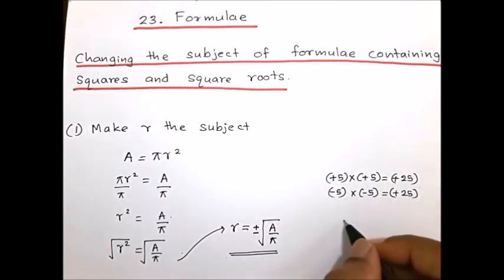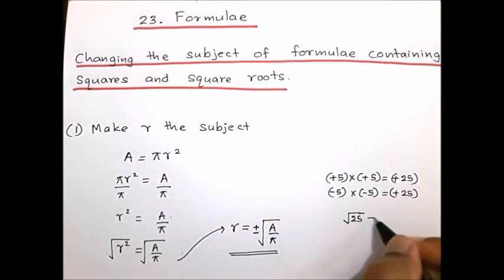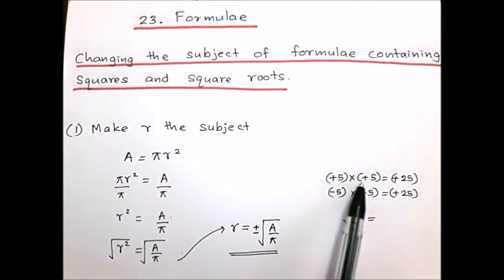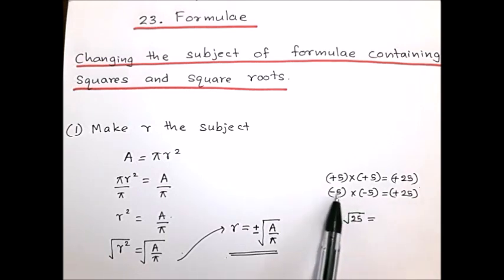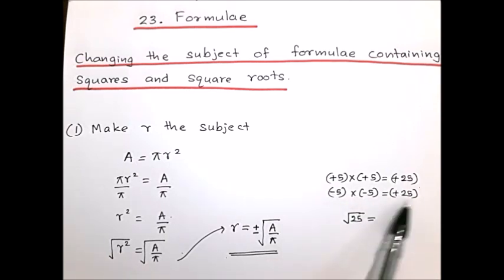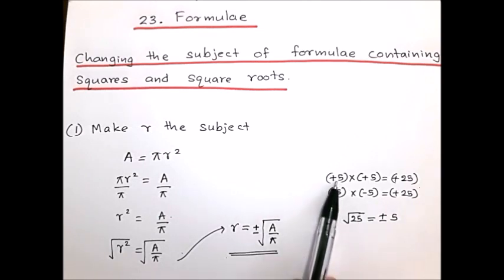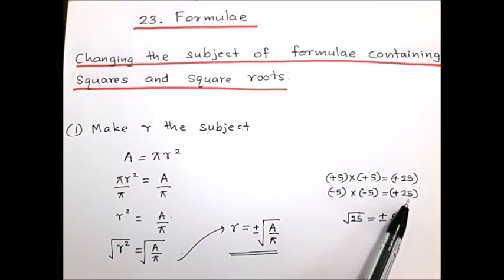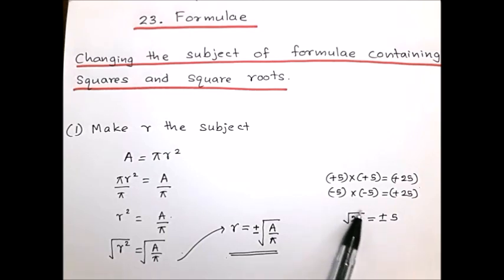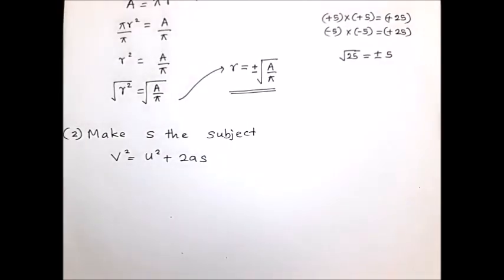So what is the square root of 25? Plus 5 multiplied by plus 5, it is plus 25. Minus 5 multiplied by minus 5, plus 25. Square root of 25 is equal to plus or minus 5. If you square plus 5, answer is plus 25. If you square minus 5, answer is also plus 25. So when you are taking square root of a certain number or certain term, you have to write both answers, plus and minus.